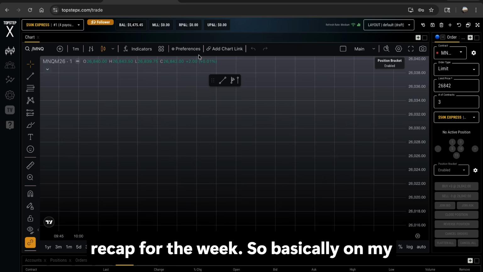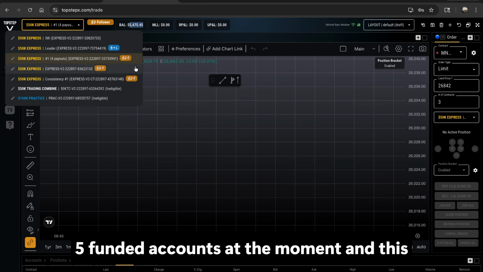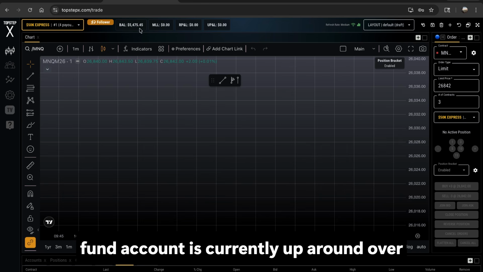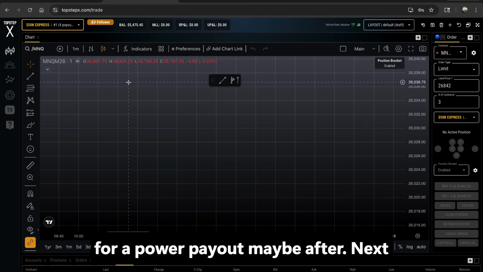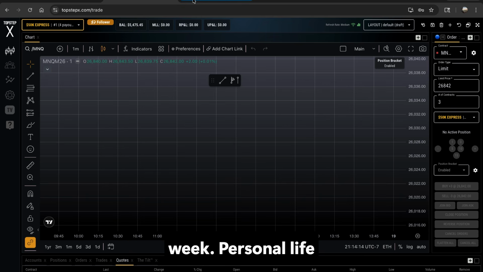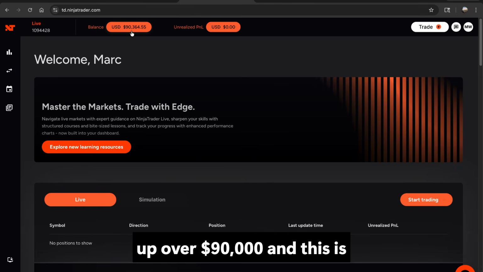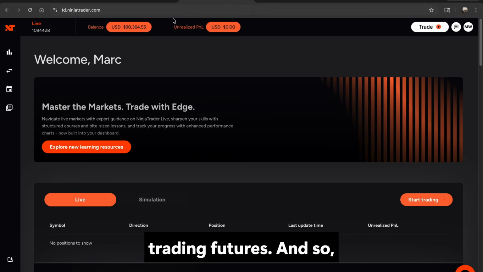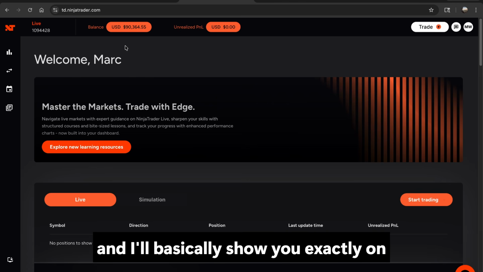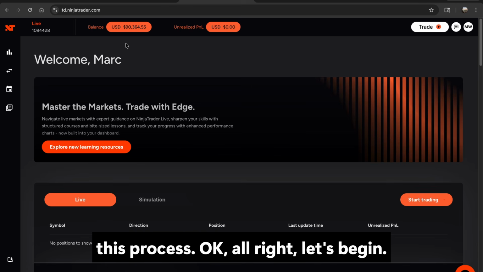On my Topstep account, as you can see, I have 5 funded accounts at the moment, and this funded account is currently up over $5,000 in balance, and I'll be requesting a payout maybe after next week. On my personal life cash account, I'm currently up over $90,000, and this is on my NinjaTrader account, just trading futures. And I'll show you exactly what I did in this process.